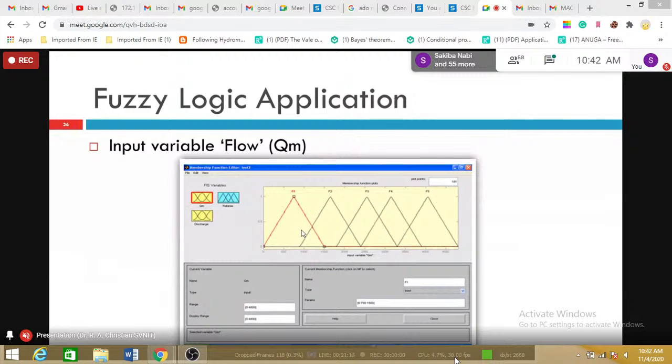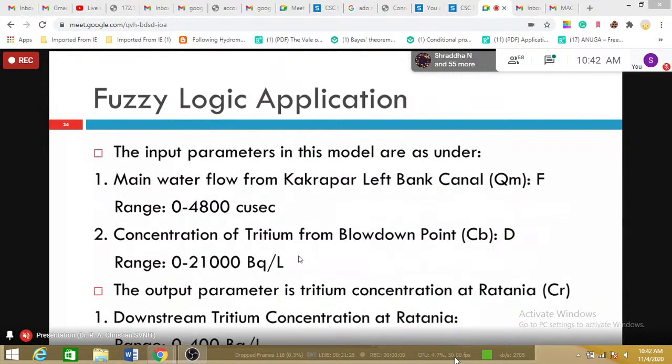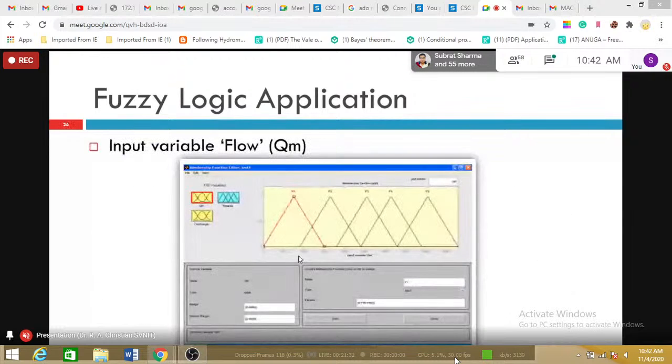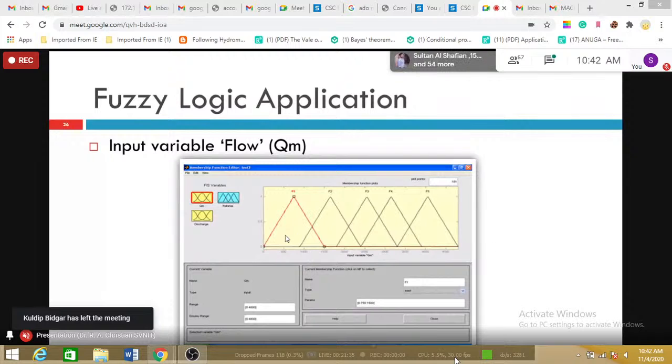I'm not going into details of that. I'm simply showing the application part of it. So for flow, I defined 5 flow conditions: F1, F2, F3, F4, and F5. And these values, as I said, you can see here, this was the range 0 to 4800 cusecs. This is what it is. 0 to 4800 cusecs was the flow, and I defined it in 5 different sets: flow F1, F2, F3, F4, and F5.